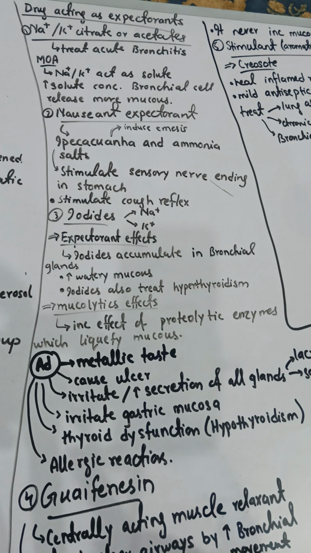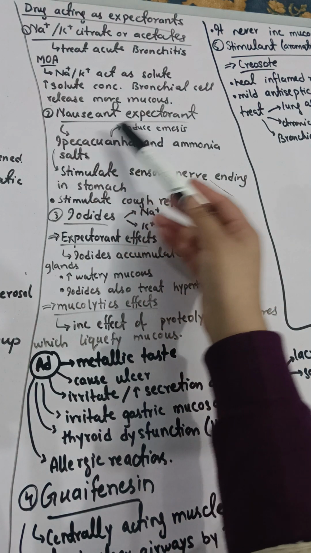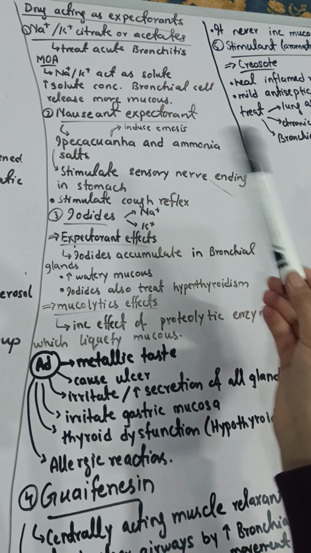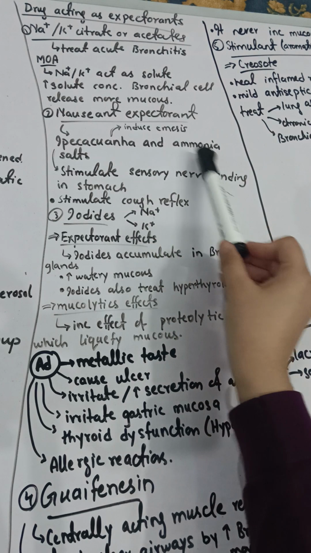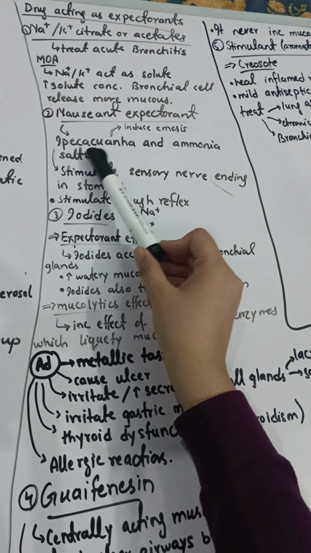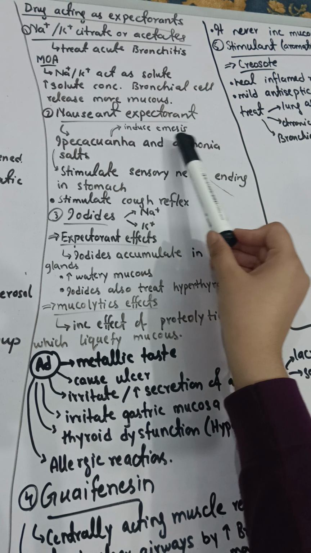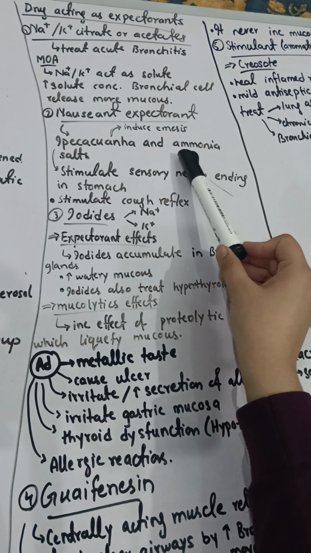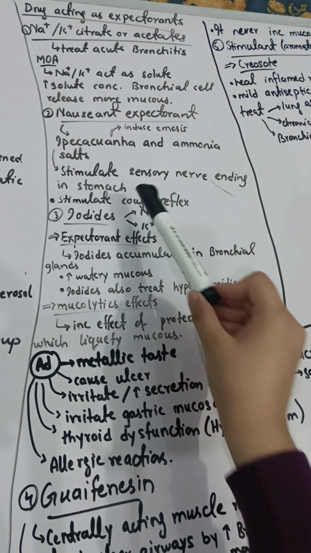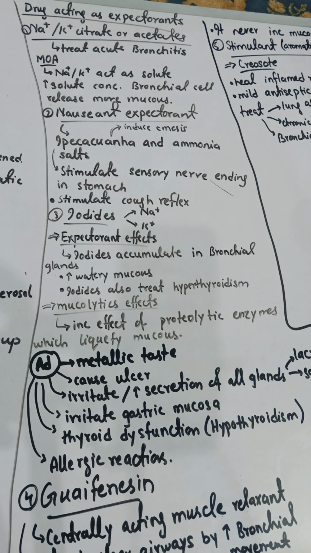Now let's discuss the second type of expectorant, which is nauseant expectorant. In nauseant expectorant, these drugs are used. First drug is ipecac. It is also used to induce emesis, and second is the ammonium salt. Actually, they have no direct action as an expectorant. They act indirectly as an expectorant.